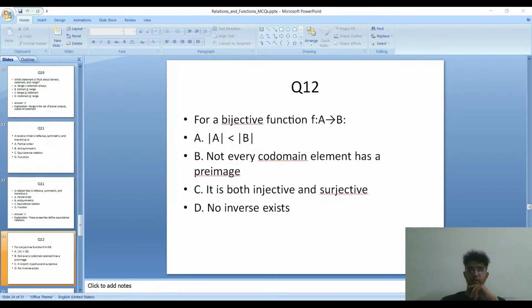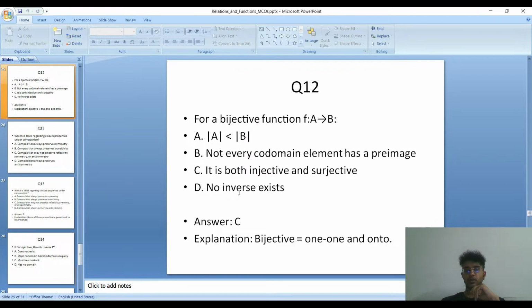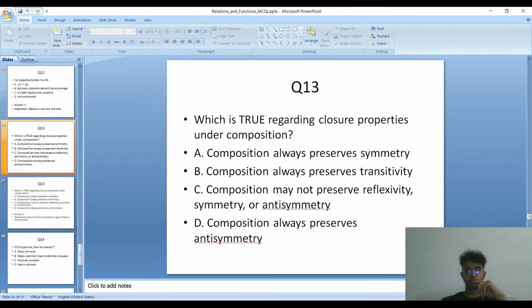So for a bijective function, correct answer should be that it is both injective and surjective. That's when it's called bijective, right? So it's both one-one and onto, right? So C is correct. Next, question 13. Next.